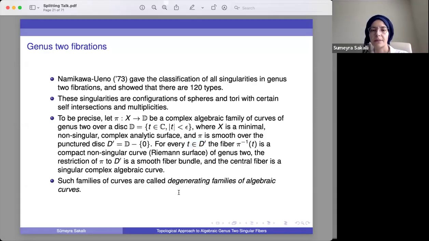So therefore we call them degenerating families of algebraic curves, but these are a bit more general than Lefschetz fibrations, because in Lefschetz fibrations we allow only nodal type singularities. But here the singularities are much more complicated. They are not necessarily only nodal type. We can have much worse singularities. We call them compound singularities, maybe cuspidal type or higher order cusps and more complicated things.